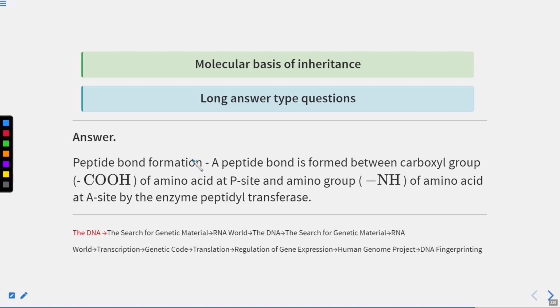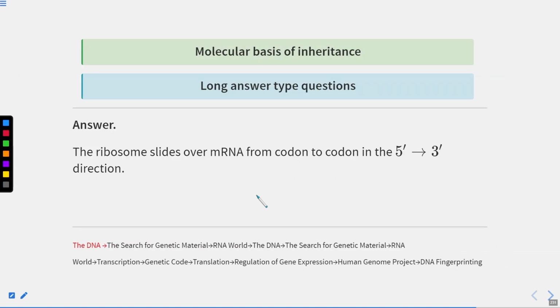Now what happens? Now peptide bond formation takes place. This also comes under elongation only. Now a peptide bond is formed between the carboxyl group of the amino acid at the P site, and there is one more amino group present at the A site. So a peptide bond is formed between the carboxyl group of the P site and the amino group, the NH group, present at the A site. Now we have two charged transfer RNAs, one at the P site and another at the A site. So now there is a peptide bond formation between the two amino acids, and this reaction is catalyzed by the enzyme peptidyl transferase.